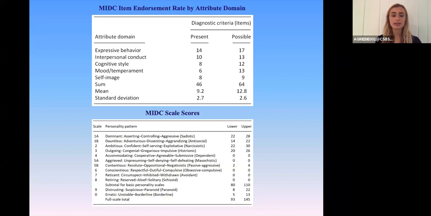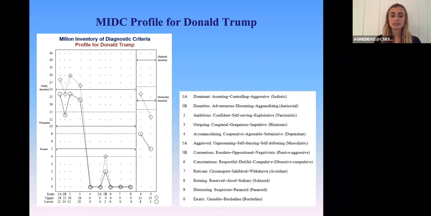Our goal using the MIDC is to find out what the primary personality patterns are for the individual using biographical information. Once those patterns are established, we use those to better understand the person and how the person might react in certain situations. As president, Donald Trump's primary personality patterns were revealed to be elevated levels of the Scale 1A dominant, Scale 2 ambitious, and Scale 3 outgoing patterns infused with secondary features of the Scale 1B dauntless pattern. As president, Donald Trump also began exhibiting some Scale 9 distrusting and Scale 10 erratic behavior.